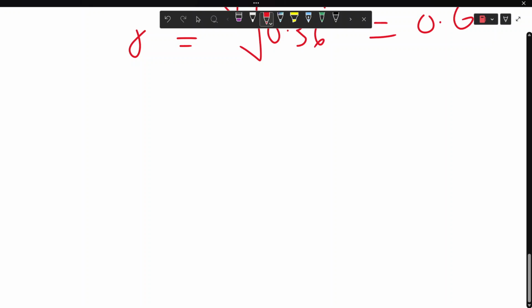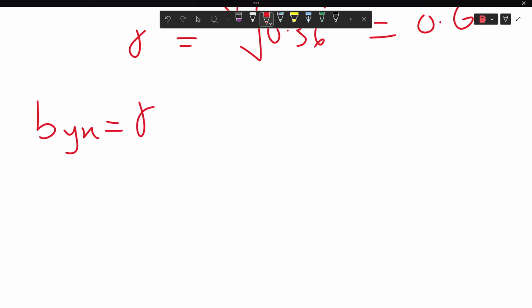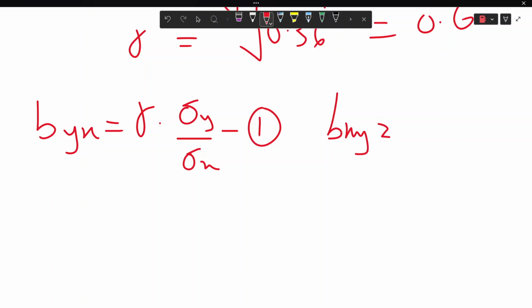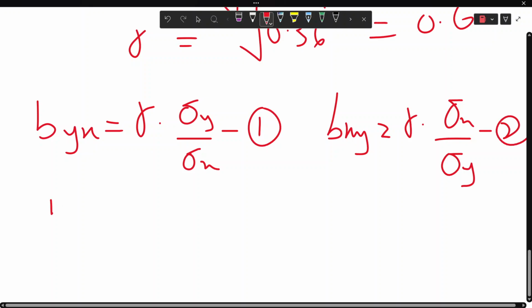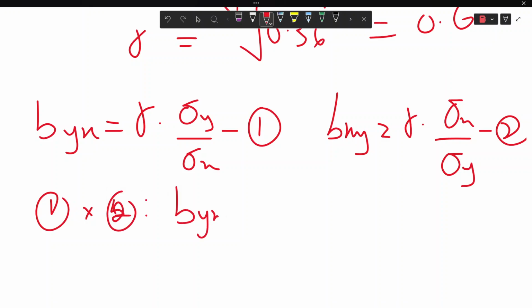In your previous video I told you to find the regression coefficient y on x given by the correlation coefficient r times standard deviation of y over standard deviation of x. Let's assume that this is equation 1. Then x on y is r times standard deviation of x over standard deviation of y. Let's also assume that this is equation 2. So if you multiply equation 1 by equation 2, you are getting y on x times x on y.